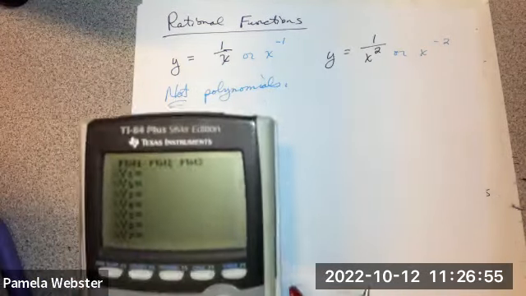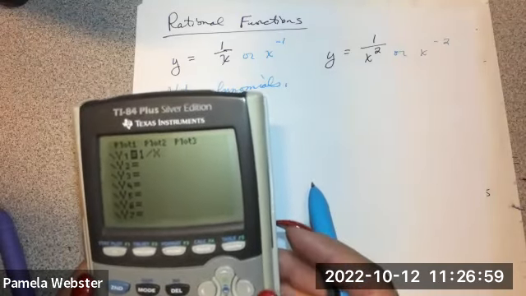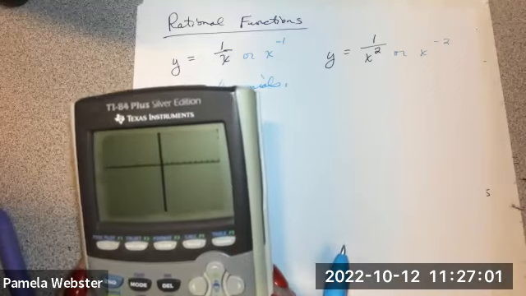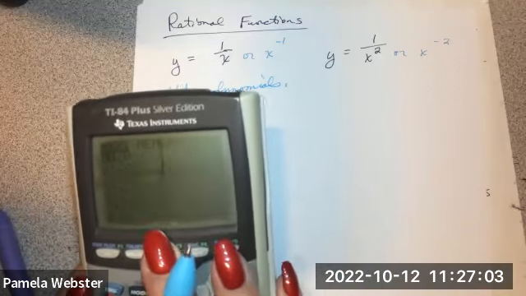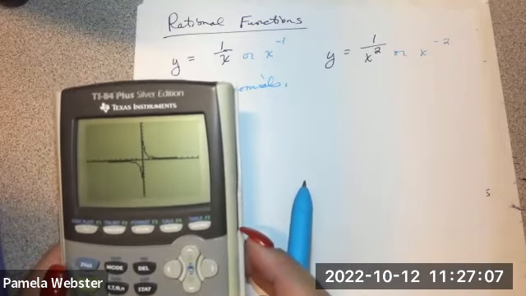But when I go to graph this guy, 1 divided by x, we can definitely see by looking at the graph. Zoom standard it, sorry. That's what happens when I mess around with Zoom.